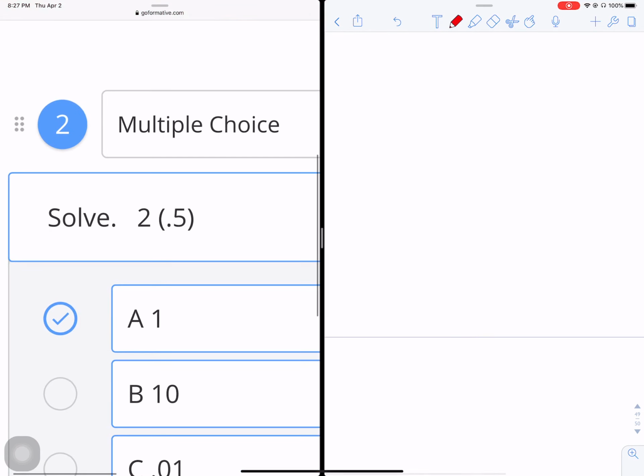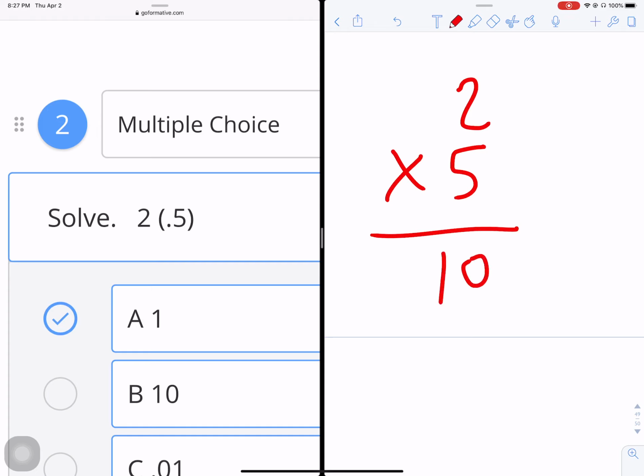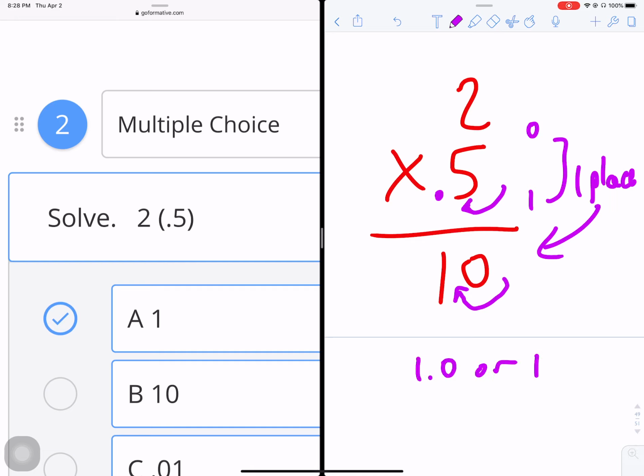Let's do the next one. See how it says 2 times 0.5? Just pretend it said 2 times 5. Well, 2 times 5 is 10. Everybody kind of knows that. But now add in your decimal. How many places over 1? How many places on the top here? None. So how many total places? 1 place. That matters in the answer. Move it 1 place. So the answer to this is going to be 1.0, or just 1.